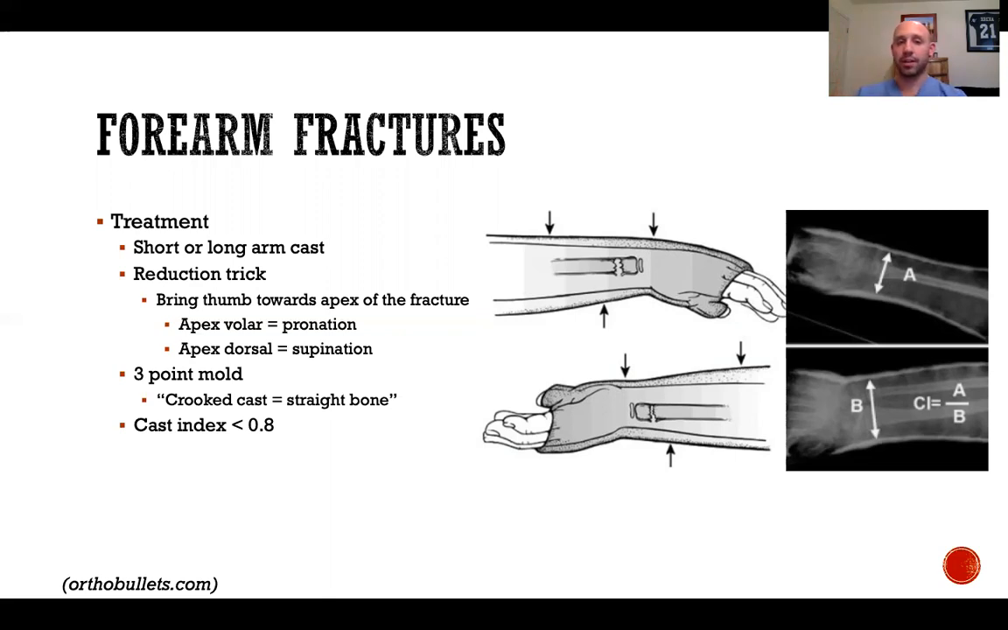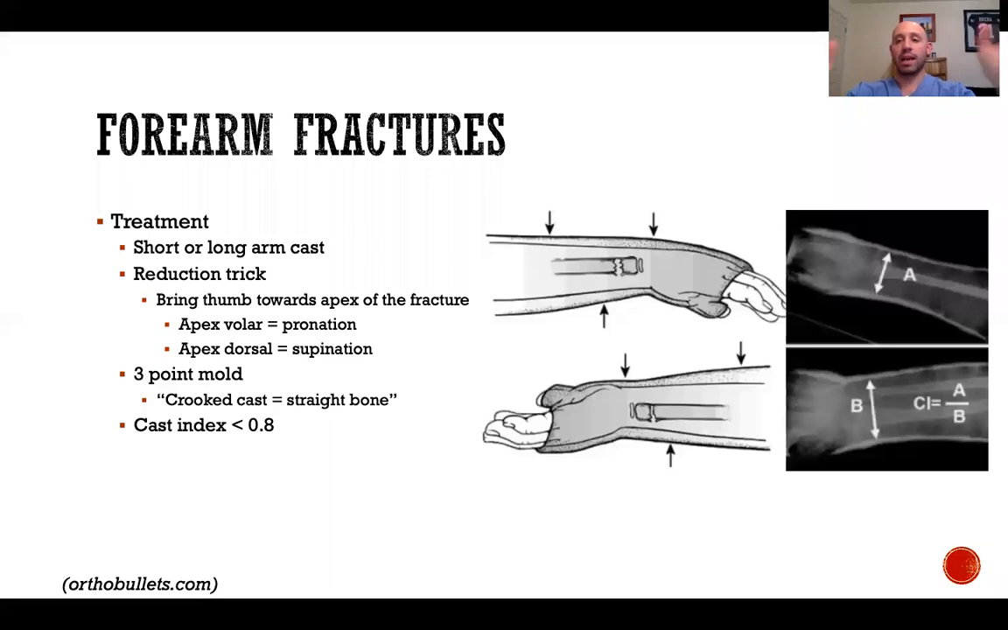Once you reduce it, for both bone forearm fractures, you're going to put a long arm cast on. For distal radius fractures, you can sometimes get away with a short arm cast in older patients, but for younger patients, you're going to just do a long arm cast as well. And then when you reduce it, you want to get a good mold on your cast. And we have this phrase in orthopedics saying a crooked cast equals a straight bone.